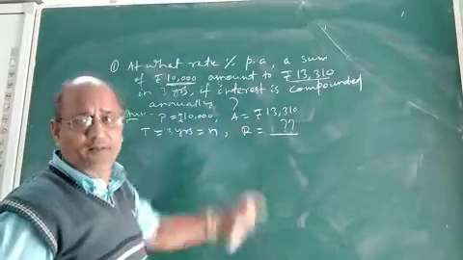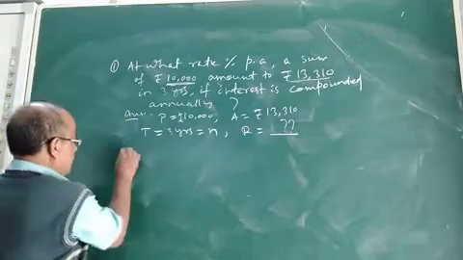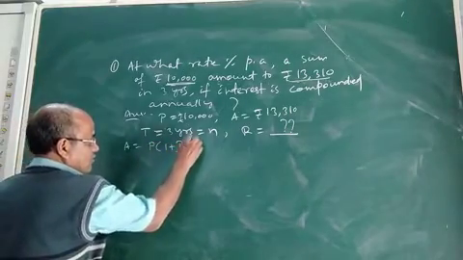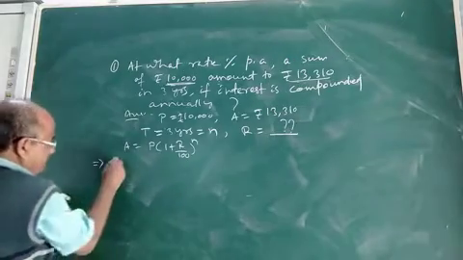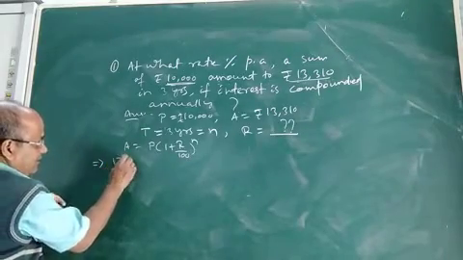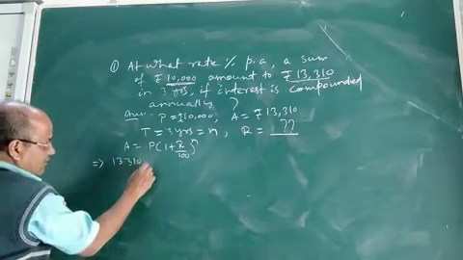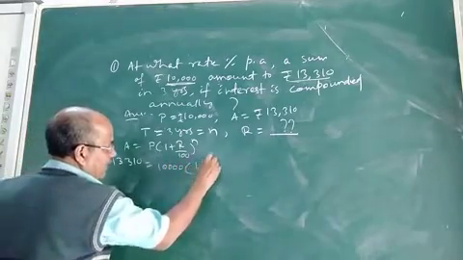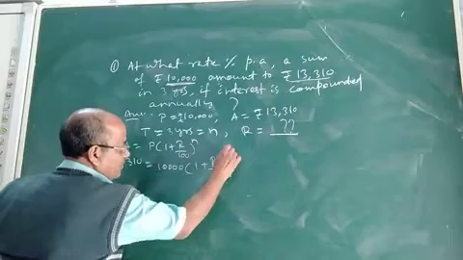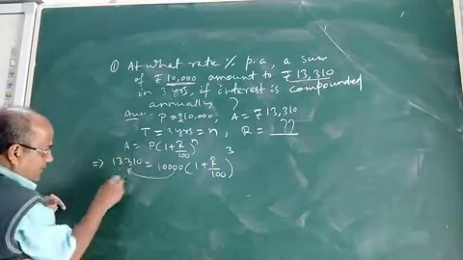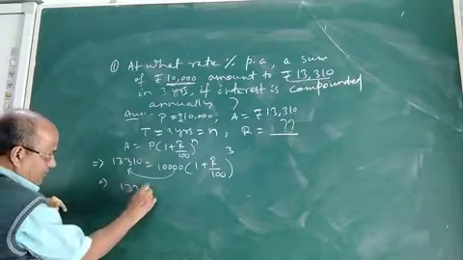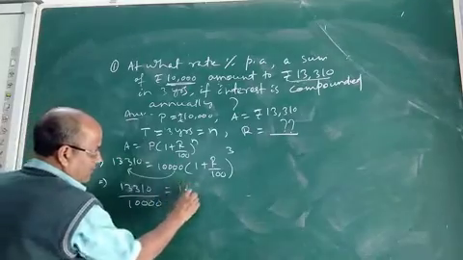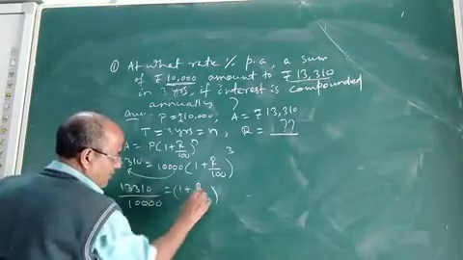To find R, we have to apply the formula for amount. You know what is the formula? So amount equal to P into 1 plus R by 100 whole to the power N. Now you put the value. It is 13310 equal to P is your 10,000 into 1 plus R by 100 whole to the power 3. Now bring this one to the left hand side. So it will be 13310 divided by 10,000 equal to 1 plus R by 100 whole to the power 3.